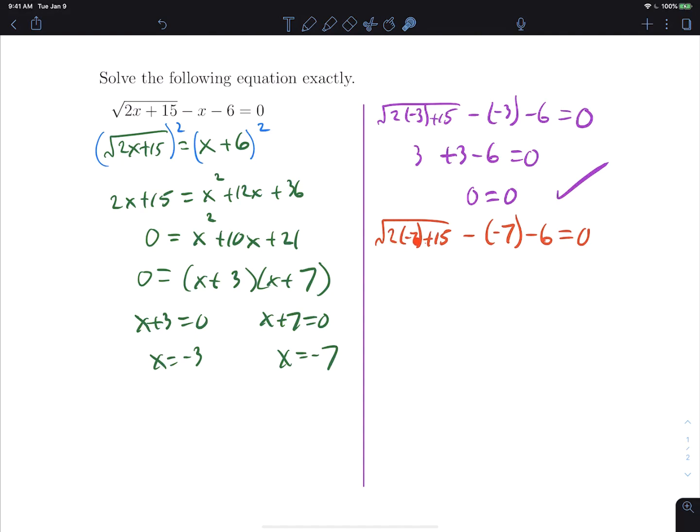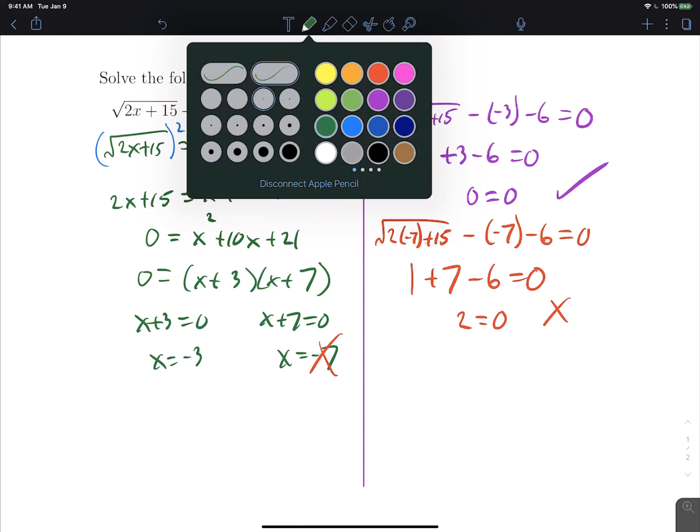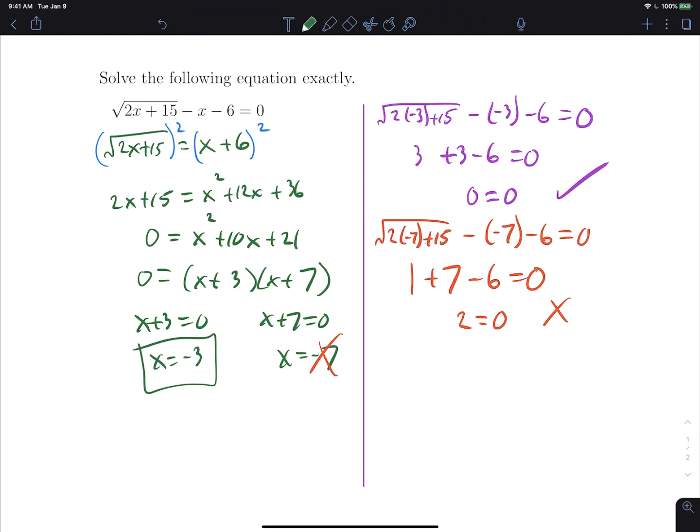Good. 2 times negative 7 is negative 14. Negative 14 plus 15 is 1. Square root of 1 is 1. Minus a negative is plus. So it gives us 1 plus 7 is 8 minus 6 is 2. And notice that 2 does not equal 0, so I have to reject that negative 7. And there you go. That is the solution.